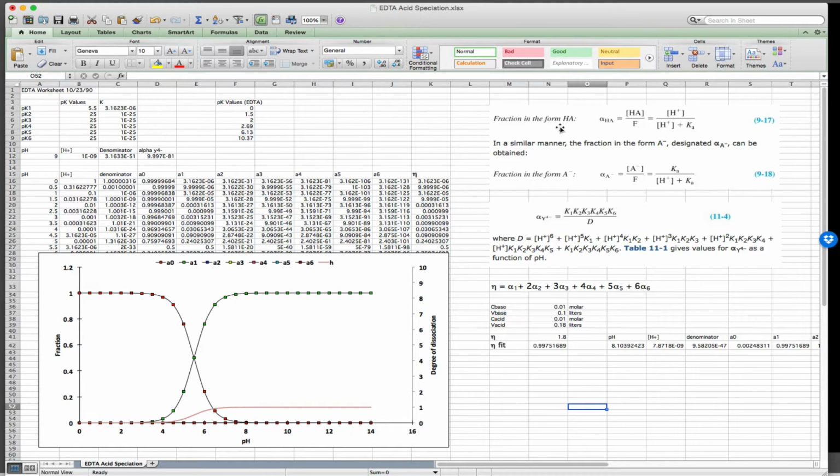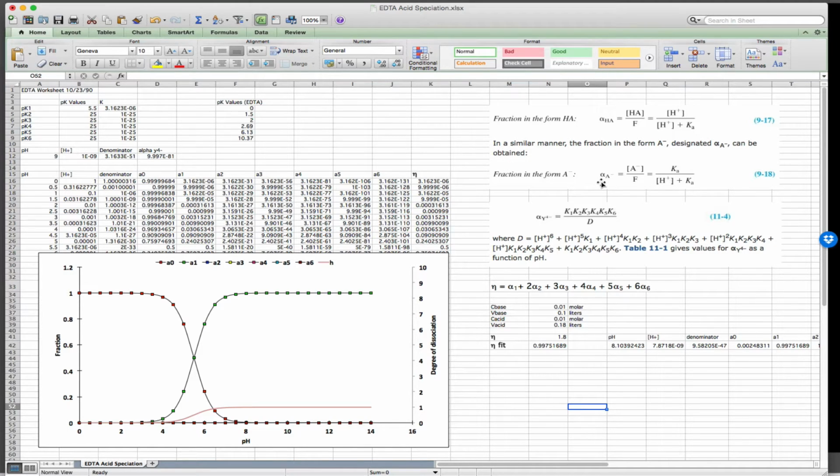For a monoprotic system, alpha HA, which is the fraction of the species in the acid form, is defined as the concentration of HA over the formal concentration. And as we derived in class, this is equal to H plus over H plus plus the first and only acid dissociation constant. And this comes out of equation 19-17 in your text.